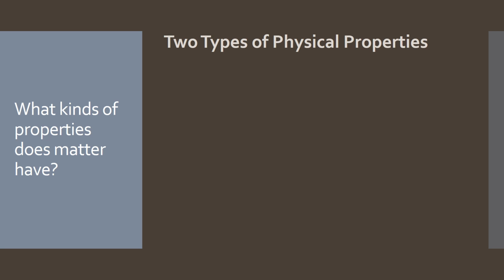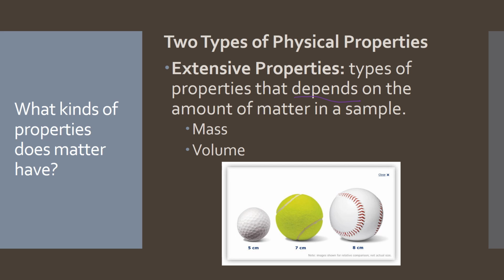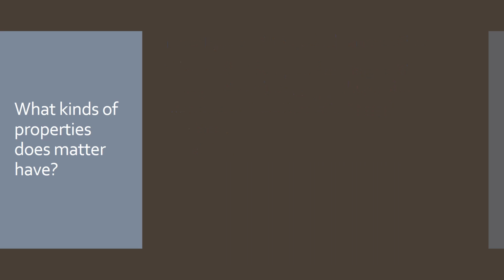There are two types of physical properties. The first one is extensive properties, and these are types of properties that depend on the amount of matter. Examples of that would include mass and volume. So each of these different types of balls, golf ball, tennis ball, and baseball, all have different amounts of matter. So they have different mass and different volumes and sizes, so those are all extensive properties.